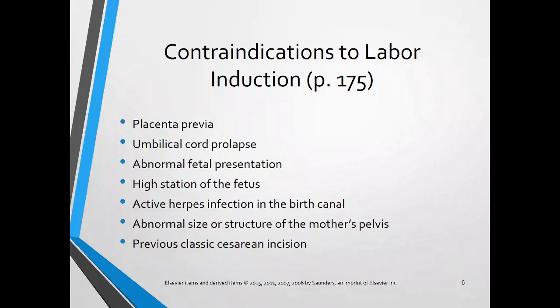Reasons why labor should not be induced. Here's just a few: umbilical cord prolapse, high station of the fetus, placenta previa. All of these reasons are because these patients should not be in labor and they actually should be having a C-section.